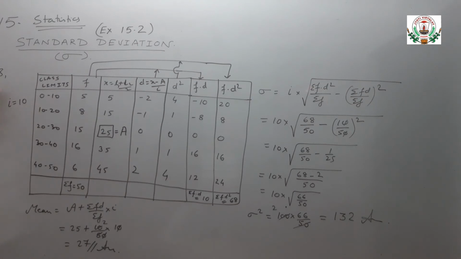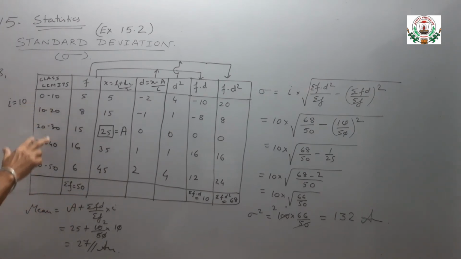So question number 8, class limits are given. Now we have to calculate the variance or standard deviation for the class interval series problem. So class interval limits are given. It must be exclusive. Frequencies 5, 8, 15, 16, 6 corresponding to the class limits are given to you. Add up all the frequencies, total is 50.